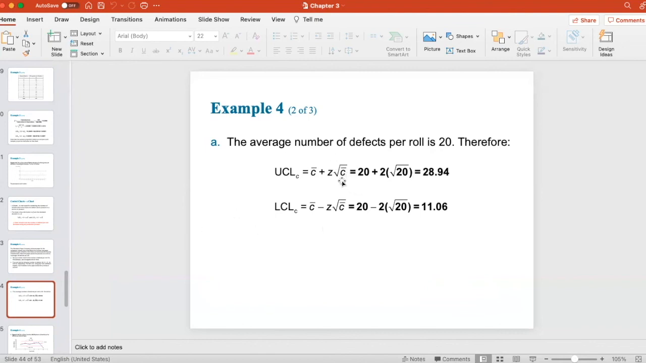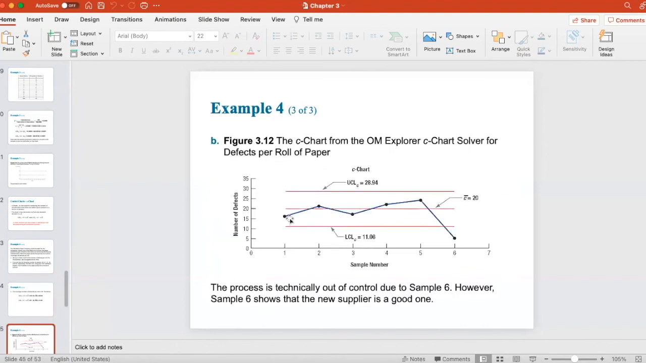If I continue to tell you the Z value, or you get the Z value by searching the Z table yourself, you can plug all these numbers into the equation very easily and get the corresponding UCL and LCL. After you get the UCL and LCL, what do you need to do? You start to monitor everything. If you look at this part, you can see that the UCL is 28.94 and the LCL is 11.06.